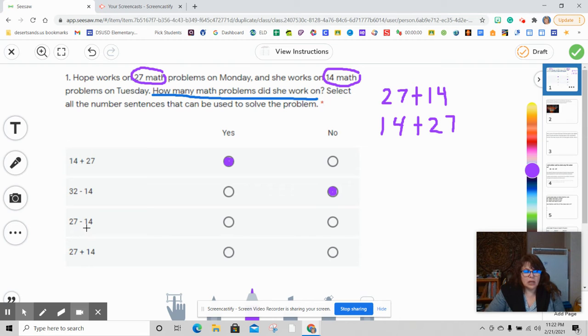Then 27 take away 14. Well, I have the 27 here, and then take away the 14. I have the 14 here. But it says, how many problems did she work on? Well, she worked on the 27 problems on Monday, and she also worked on 14 problems on Tuesday. So it's not going to be take away. So that's going to be a no.